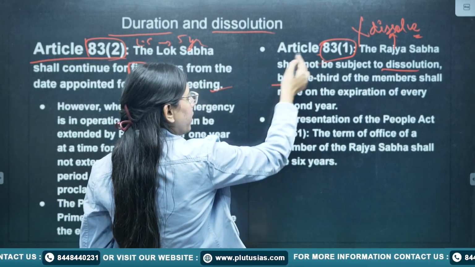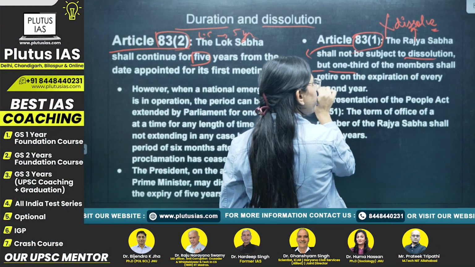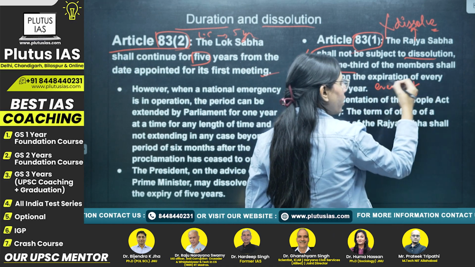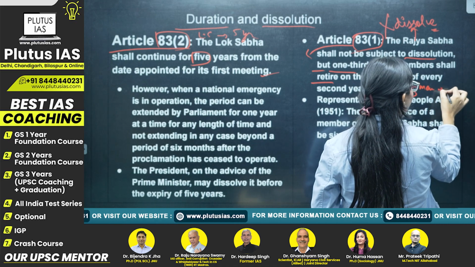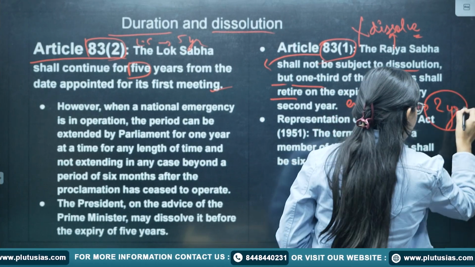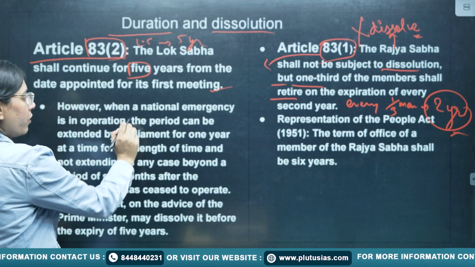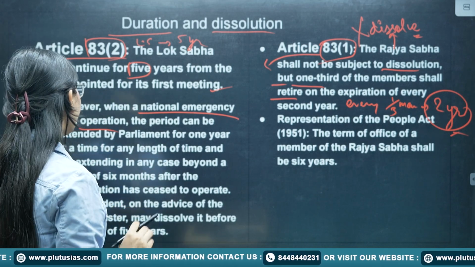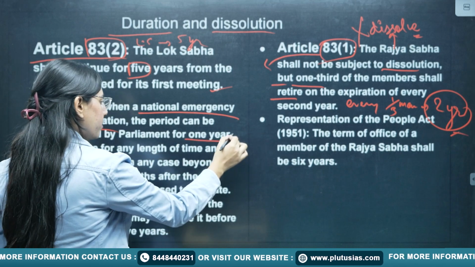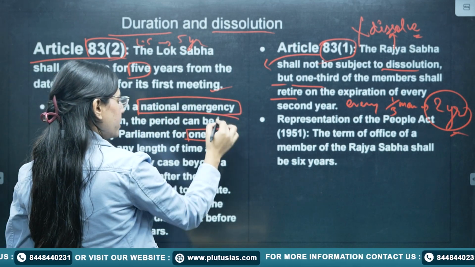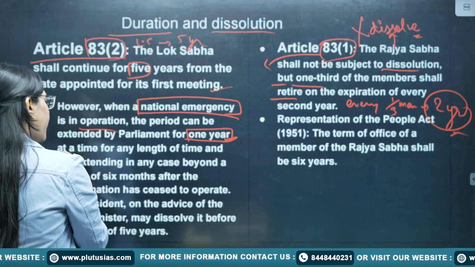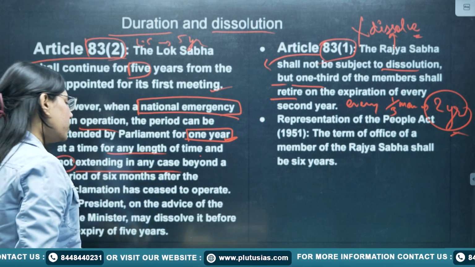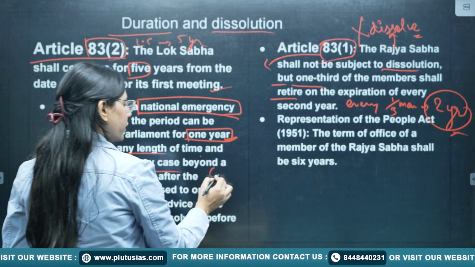But in Rajya Sabha, 1/3 of the members shall retire on the expiration of every second year. 1/3 of the members retire every 2 years. Okay? Remember this one. However, when a national emergency is in operation, then the period can be extended by parliament for 1 year. In the times of national emergency, we can increase the period for 1 year at a time, for any length of time, not extending in any case beyond the period of 6 months. Okay, 6 months.